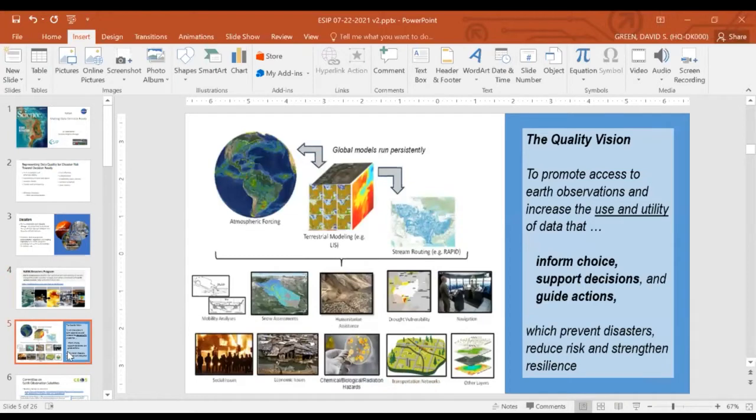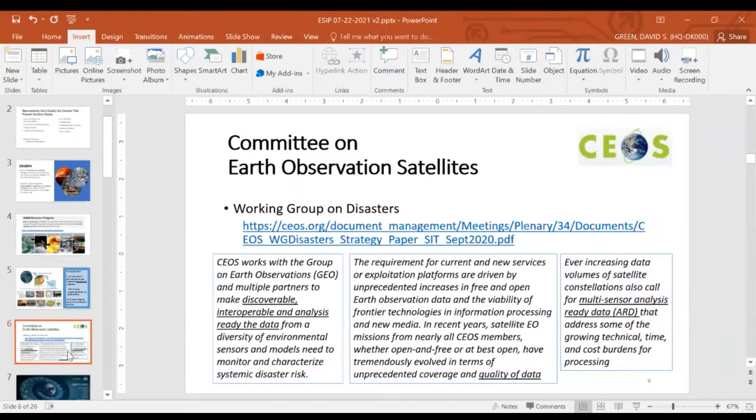All right. So the vision from this kind of quality perspective is promoting the access to increase the use and utility, to inform the choices, to support the decisions, to guide the actions. So there's a lot of things that need to come together. One of the things, are you seeing Committee on Earth Observations?